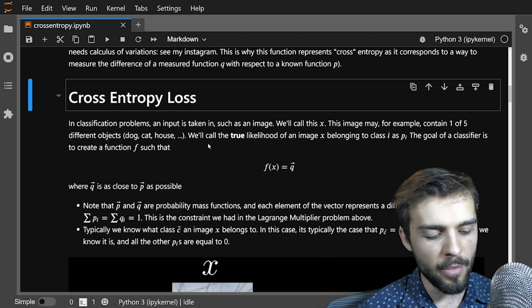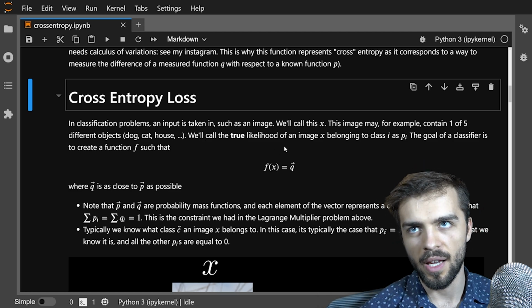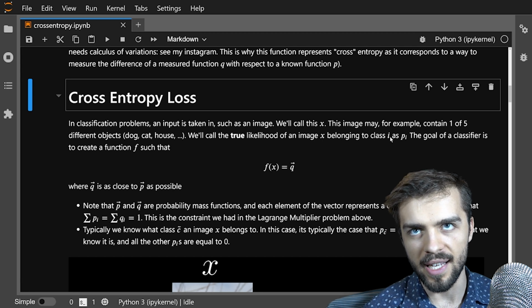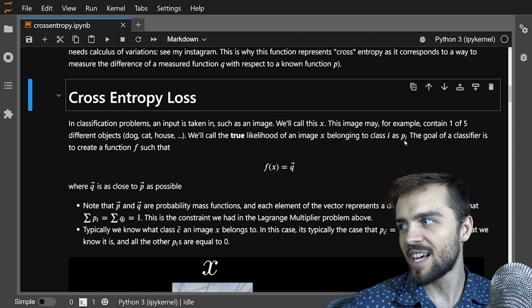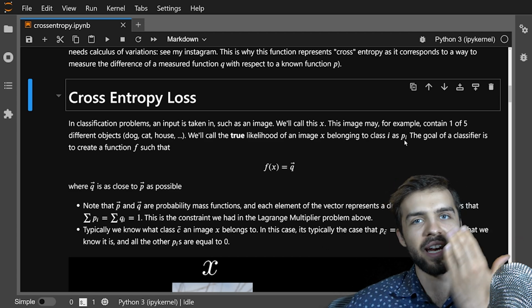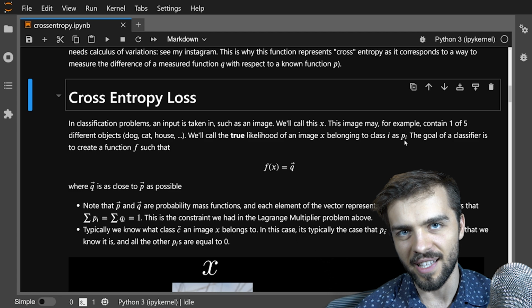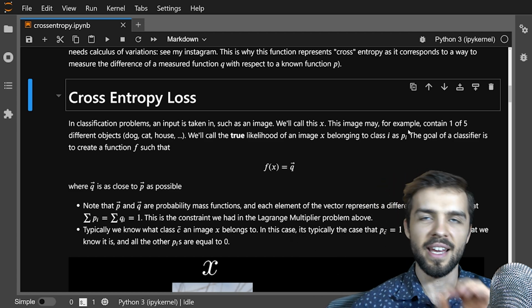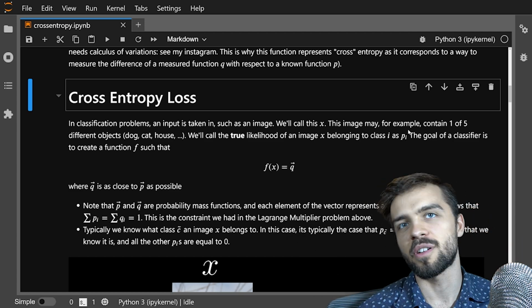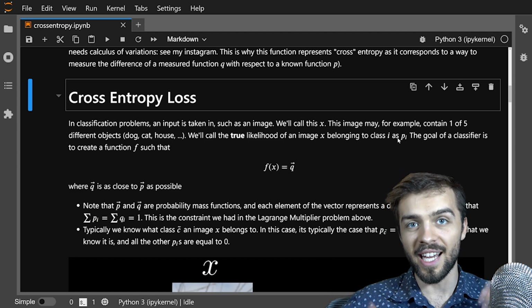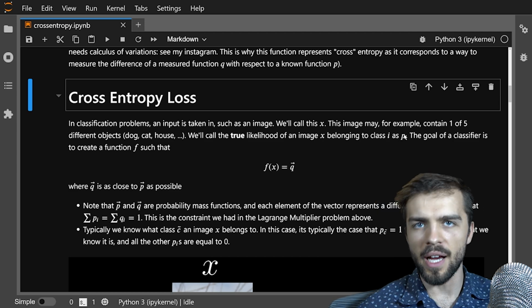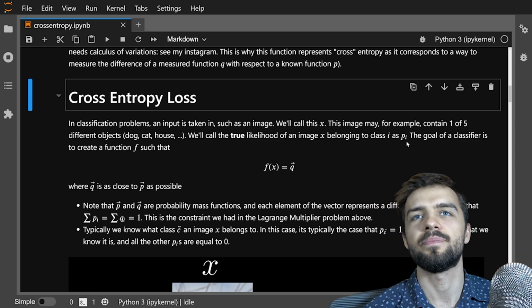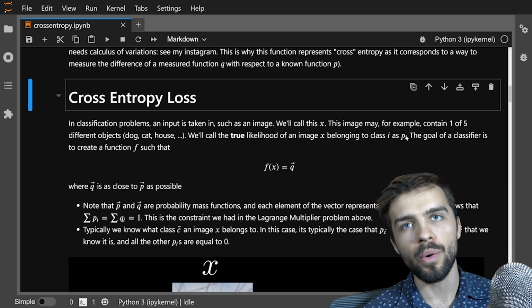I'm going to call the true likelihood of an image X belonging to class i, so there's one of 5 classes, pi. It's set up in such a way that if you were to look at an image, you might know 100% that the image is a cat. So the pi is like 0 0 0 1 0 0. So you're very confident. But it's also set up in such a way that maybe you're not totally confident what the image is. So your pi's don't necessarily have to mean you know exactly what the image is.